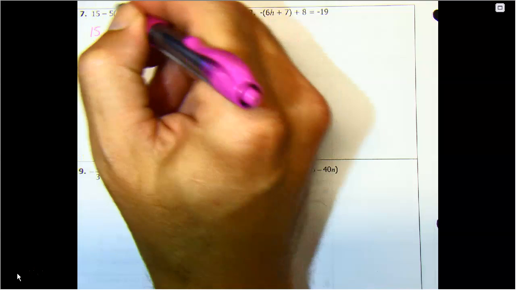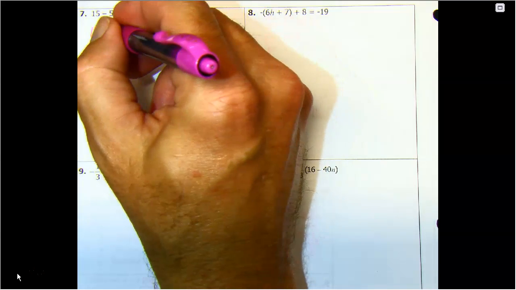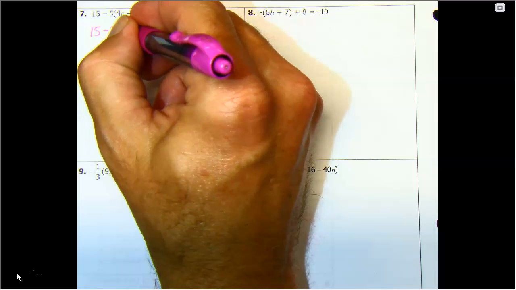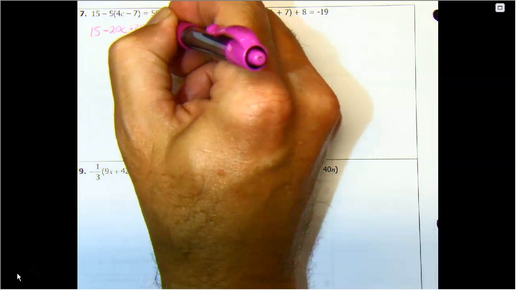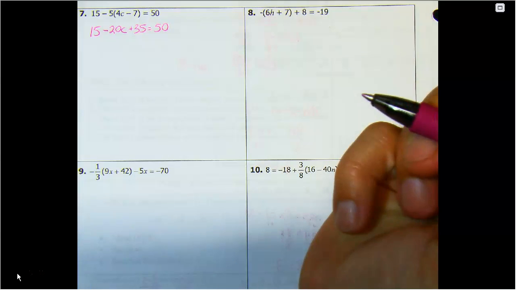So 15, we're going to distribute a -5. So that'll be a -20c and a +35, and that is going to equal 50.